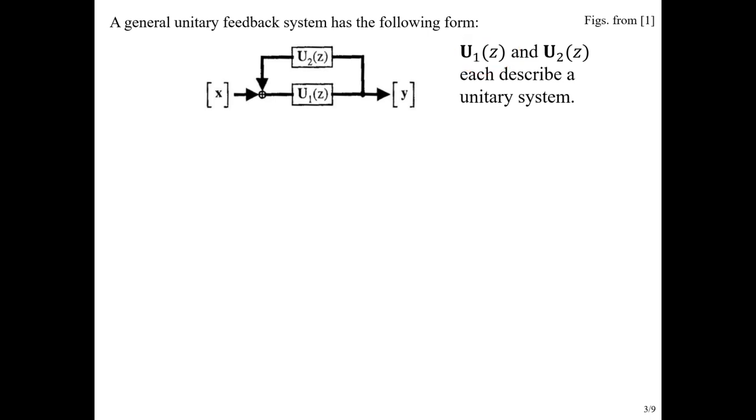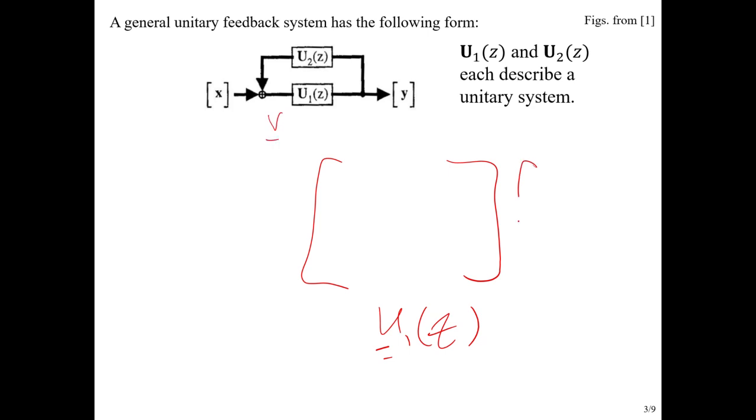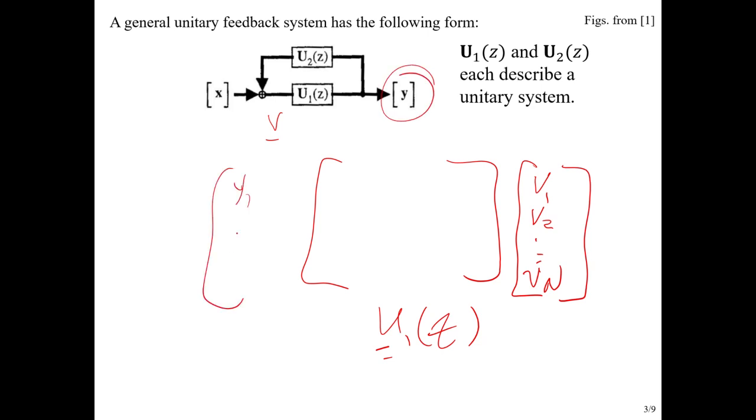But remember, let me just rewrite this here. If this is, say, U1, that would be a matrix of Z, and let's call this here V. Let's call that vector V. We would think about this vector V1, V2, all the way down to Vn, and then this output here Y. So we would have Y1, Y2, all the way down to Yn.